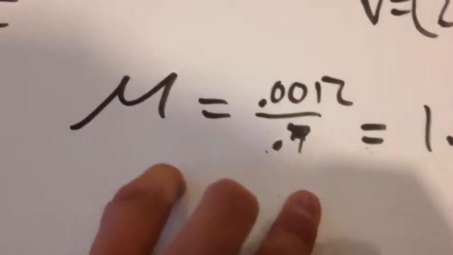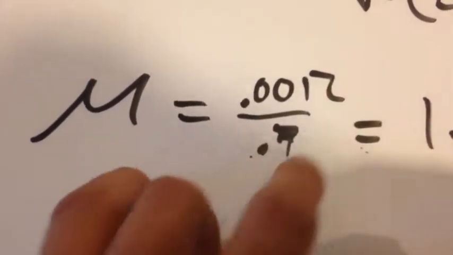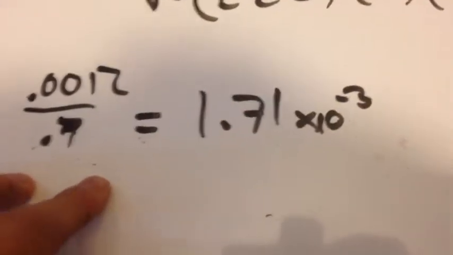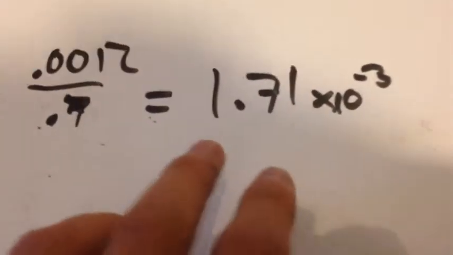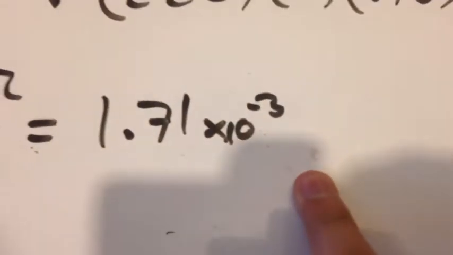Secondly, we need the linear density, which we know is mass over the length. We have to remember to convert these values to kilograms and to meters in order to get the correct value, which will give us a value of 1.71 times 10 to the minus 3.